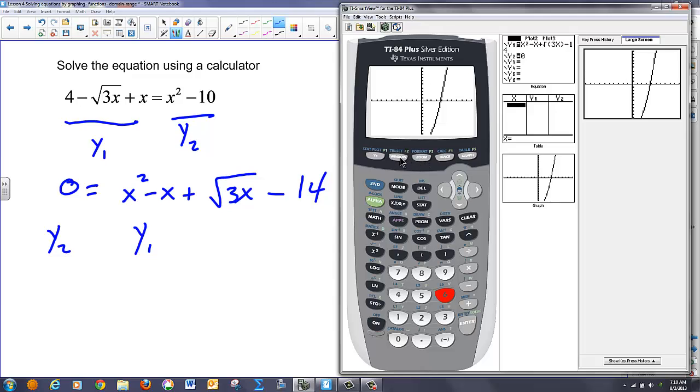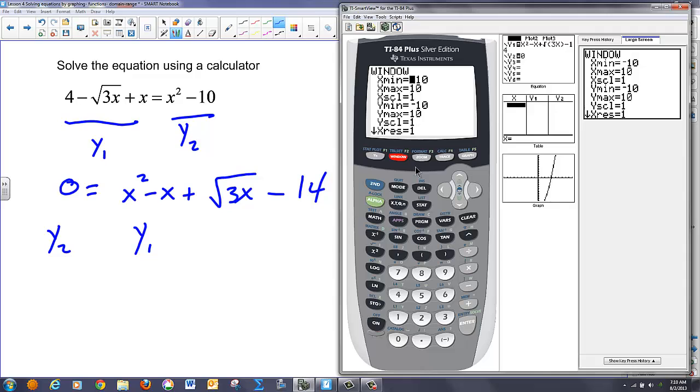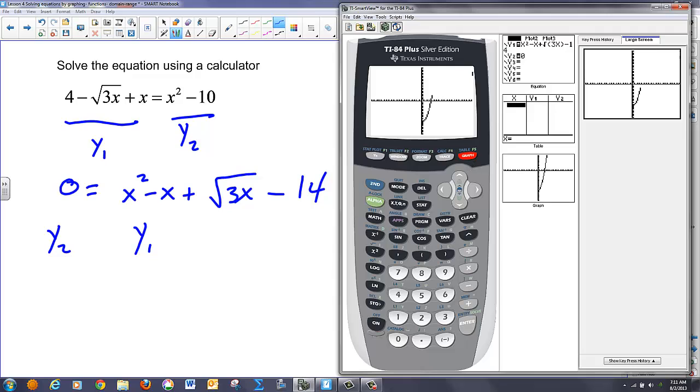I'm going to adjust my window. So I'm going to double the size of that to see if it ever comes back up. Hit window. And instead of going from -10 to 10, I'll go from -20 to 20 on both the x and the y axis. So now my window is going to be kind of double the size on both the x-axis and the y-axis. I'll take and graph it again.